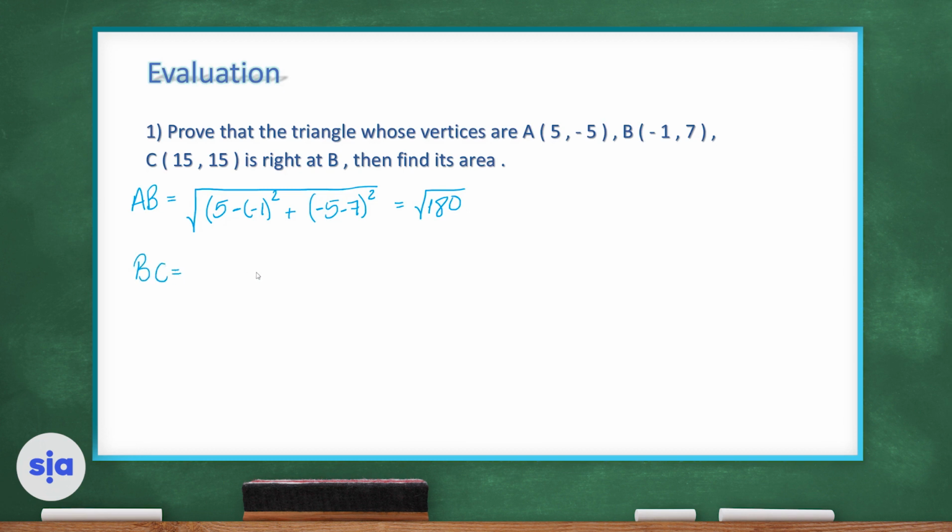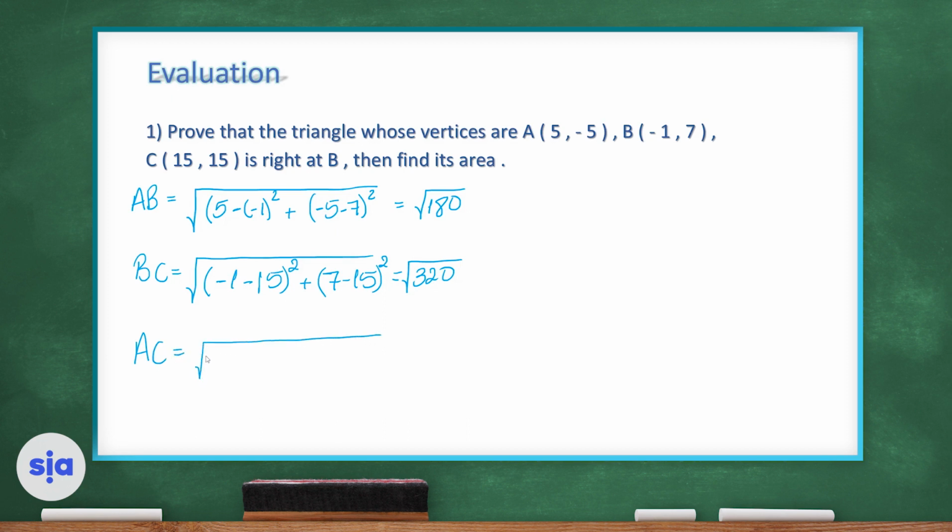BC equals square root of negative 1 minus 15 all squared plus 7 minus 15 all squared, and the result is square root of 320. To find the length of AC, AC equals square root of 5 minus 15 all squared plus negative 5 minus 15 all squared. Then it's equal to square root of 500.